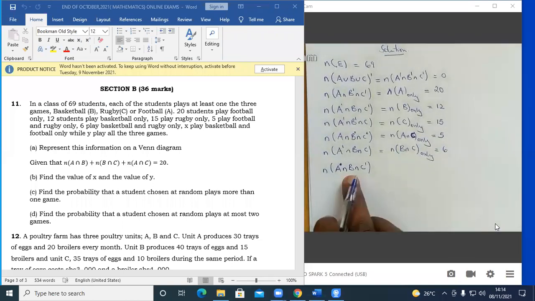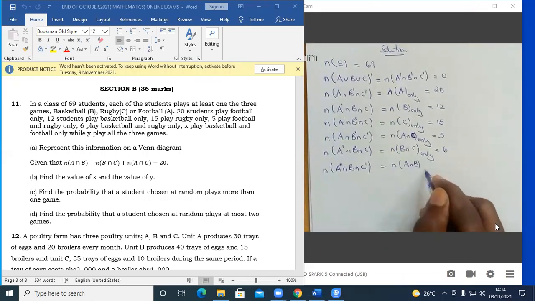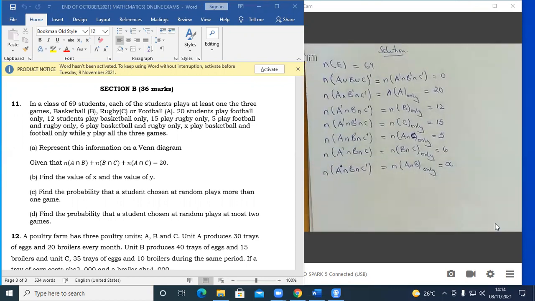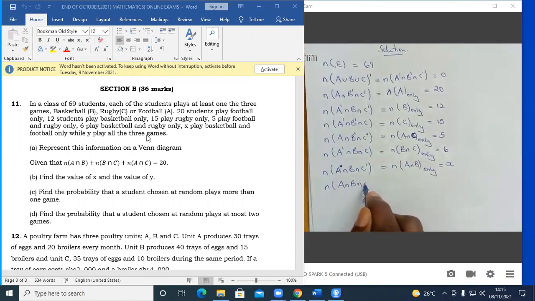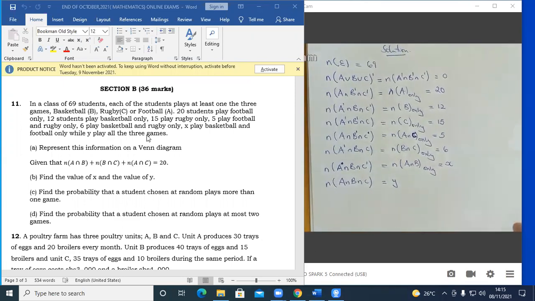Then this is it. Number A intersection B only was given to be X, while Y students play all the 3 games. So number A intersection B intersection C was given to be what? Y. Was given to be Y.